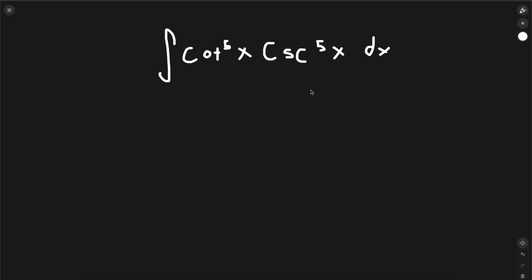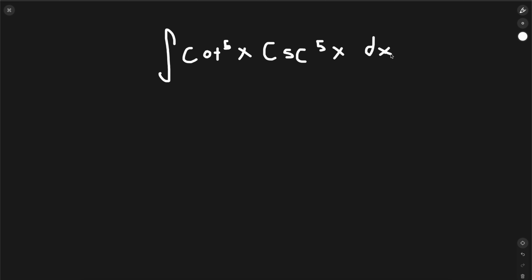Hello everyone. In this episode we're going to be looking at how we can take the integral of cotangent to the fifth x, cosecant to the fifth x dx. So for this one, we need to remember our rules here for the cotangent cosecant integration by part rule.